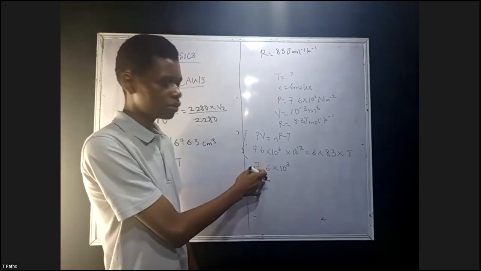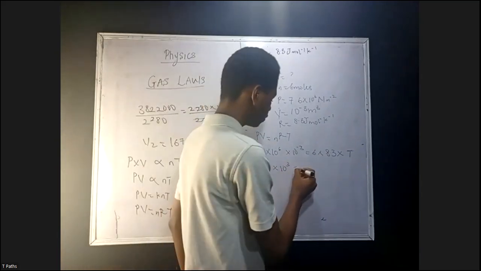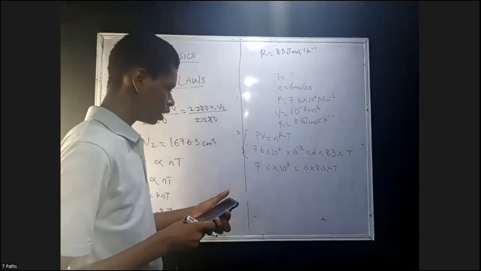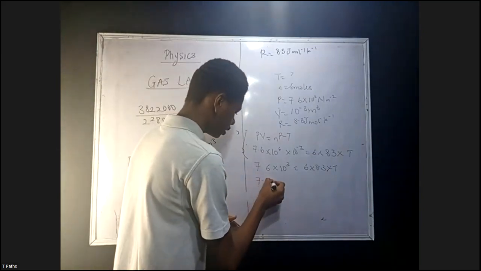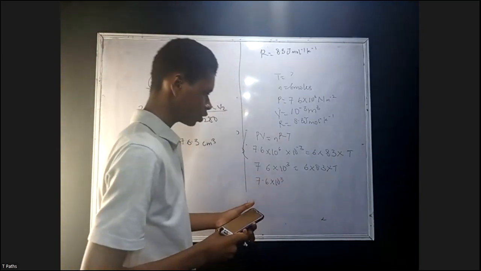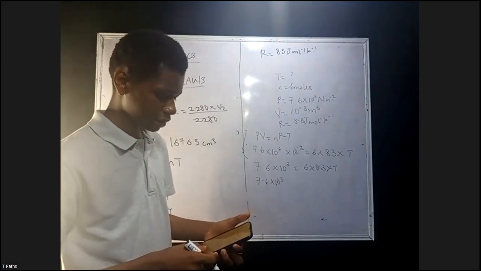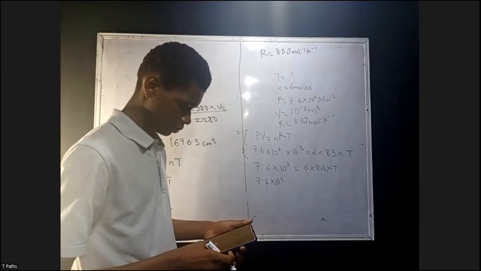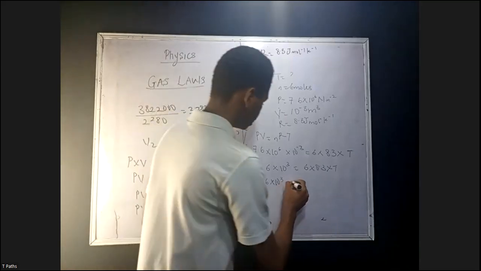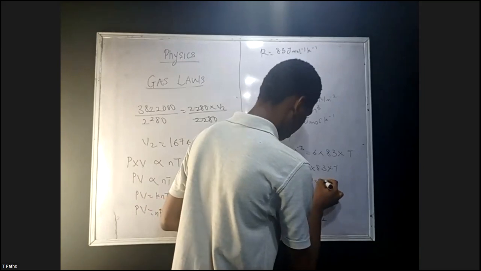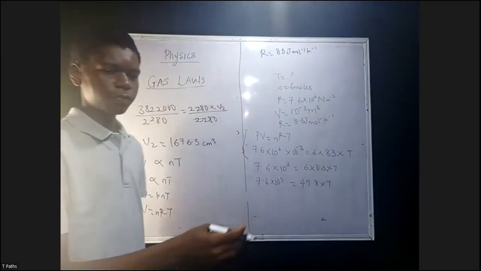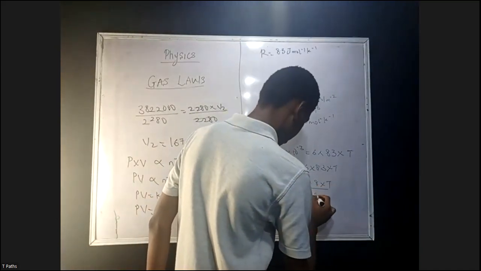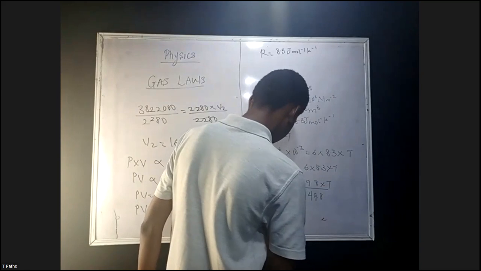So I can say 7.6 times 10 raised to the power of 3 is equal to 6 times 8.3 times T. I want to multiply 8.3 times 6. What is it going to give me? That's going to give me 49.8. So 7.6 times 10 to the power of 3 is equal to 49.8 times T. To get the value of my T, which is the absolute temperature, I divide through by 49.8, and I divide this also by 49.8.